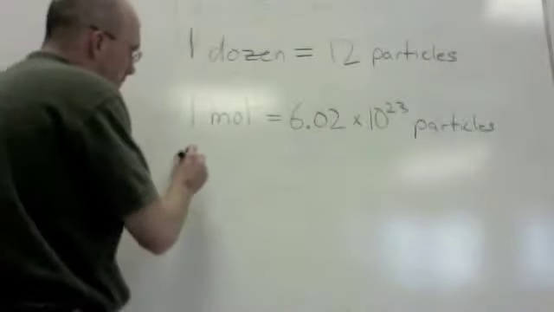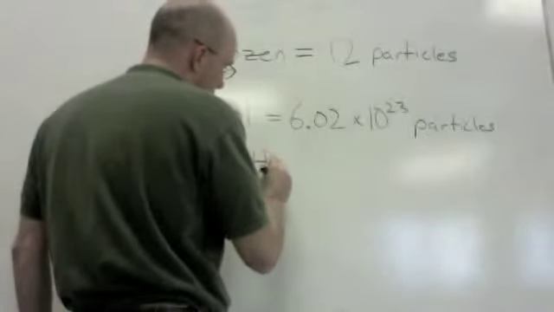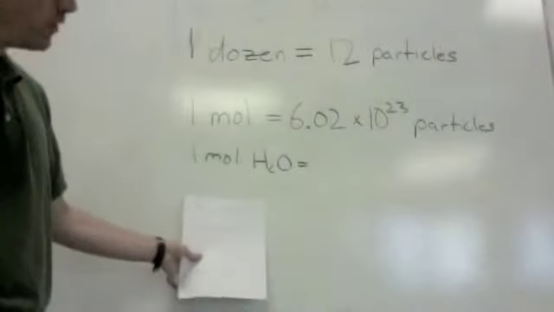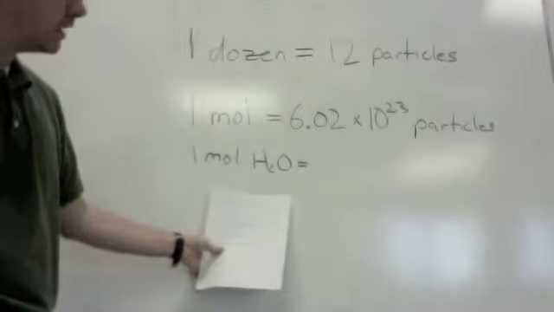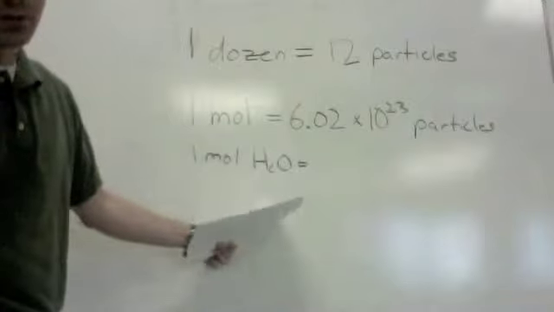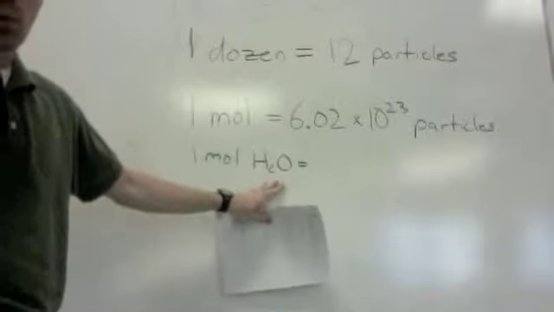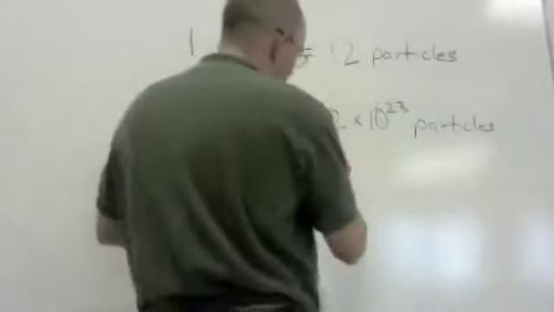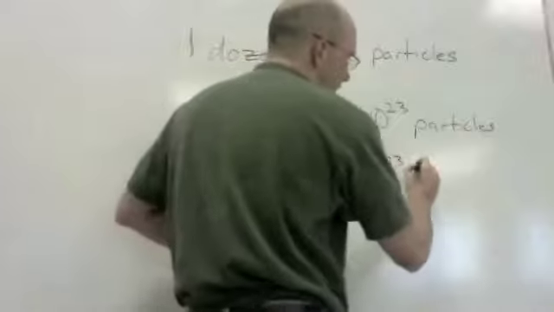If you had 1 mole of H2O, what would that mean? Well, first you have to ask yourself, what is water made of? H2O is a covalent compound. If you look at the periodic table, hydrogen is one of the pink atoms, and oxygen is one of the pink elements. So when they combine, they make water molecules. So 1 mole of water would be 6.02 times 10 to the 23rd molecules.